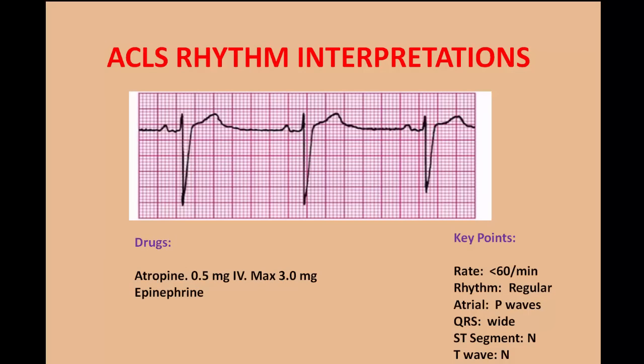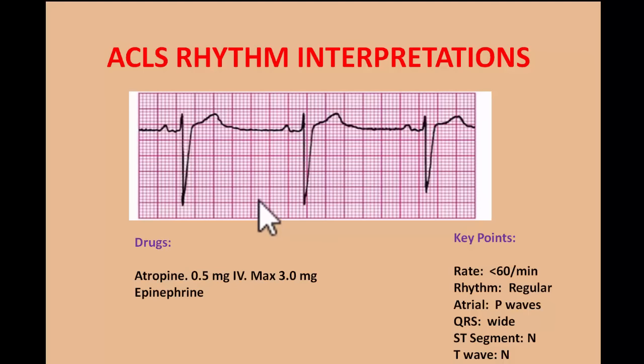And here we have a rate which is less than 60. So if you look at here, 1, 2, 3, 4, 5, that will be here, it will be 60. Here this is like 55, so rate is definitely below 60. We also have a PR interval which is about 0.2 seconds, which is at the upper limit of the normal. And we have, of course, what looks like a wide QRS complex. So this is an example of a bradycardia.